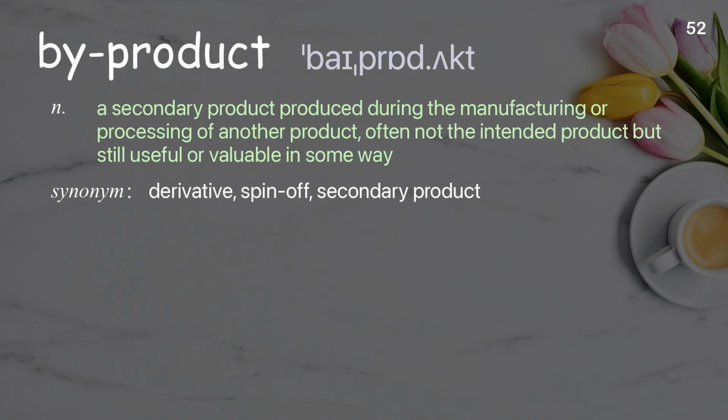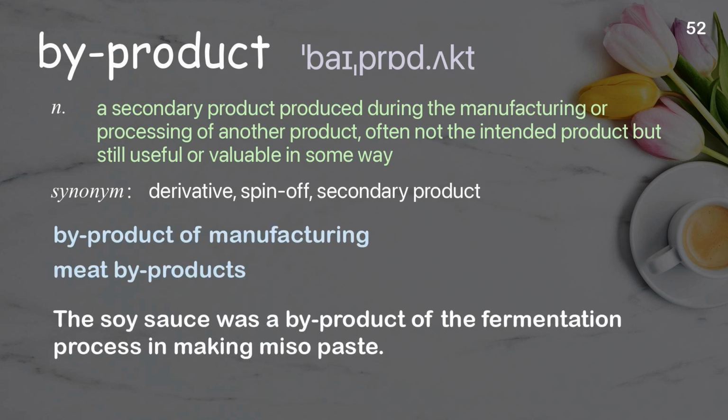Byproduct. A secondary product produced during the manufacturing or processing of another product, often not the intended product, but still useful or valuable in some way. Examples: Byproduct of manufacturing, meat byproducts. The soy sauce was a byproduct of the fermentation process in making miso paste.